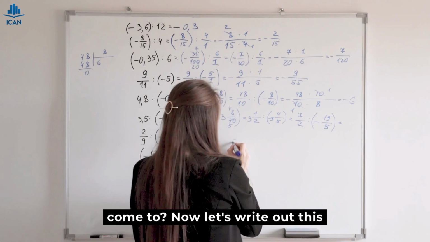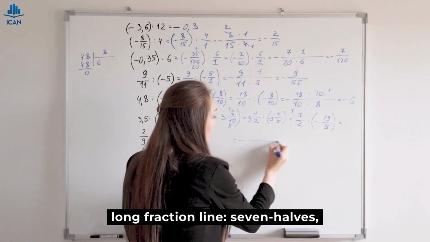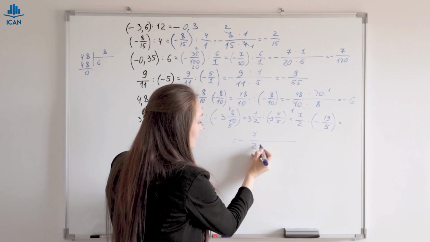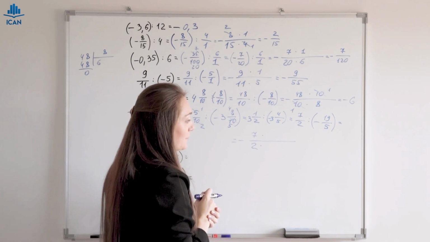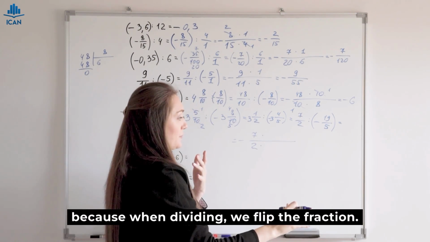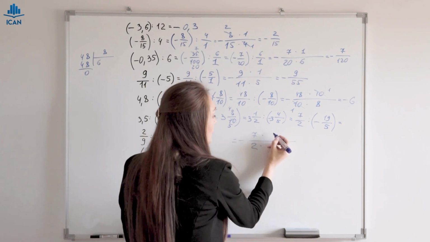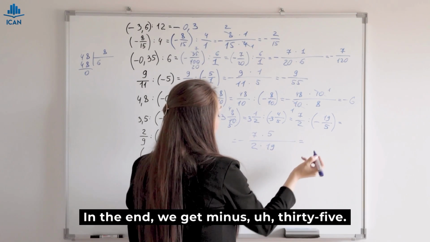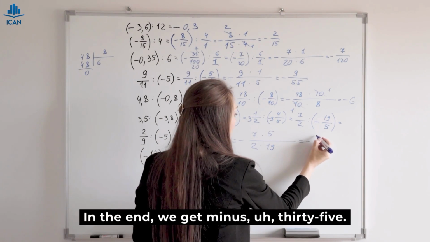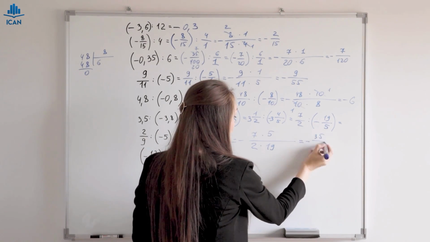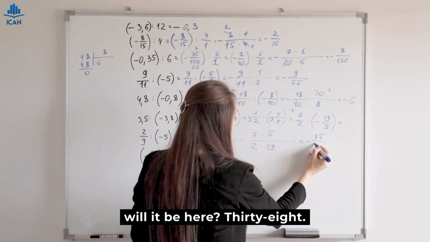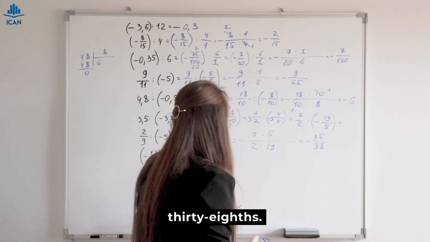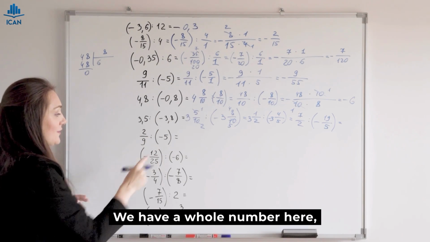Now let's write out this long fraction line. 7/2. We just copy it here and multiply. We flip the fraction because when dividing, we flip the fraction. We get 5 and 19. In the end, we get minus 35. And how much will it be here? 38 minus 35, 38. We have a whole number here.